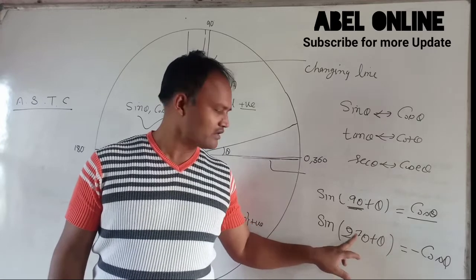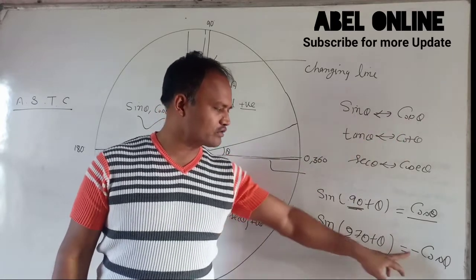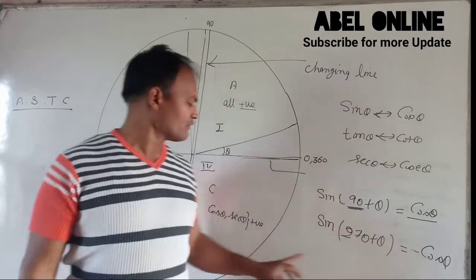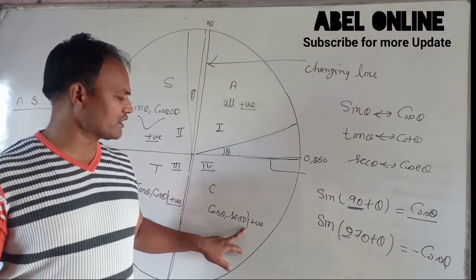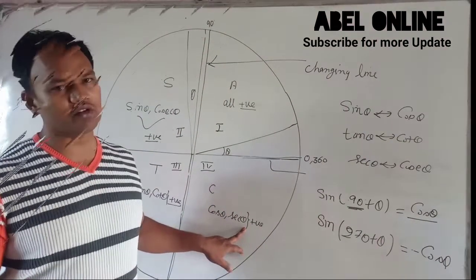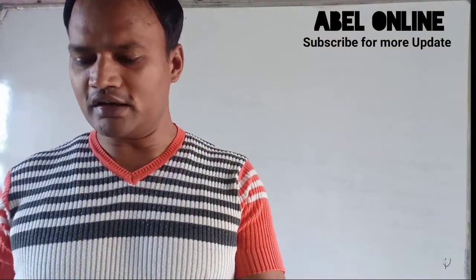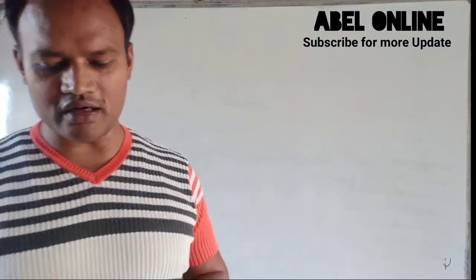270, so we can change sine into cos, cos into sine, sine converted in cos, and negative. Why are we just using the negative sign? Because this is in the fourth quadrant. In the fourth quadrant, cos and sec are positive, the rest are all negative. Let's take some questions to understand how we can put the values and how we can get the answer.